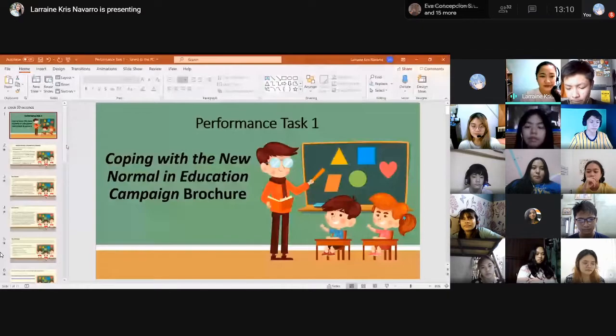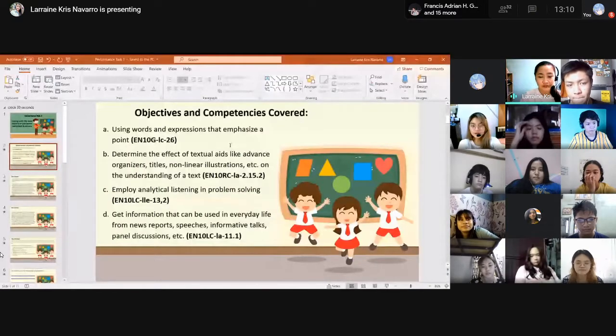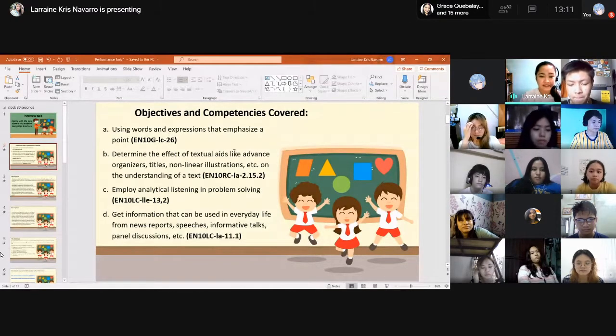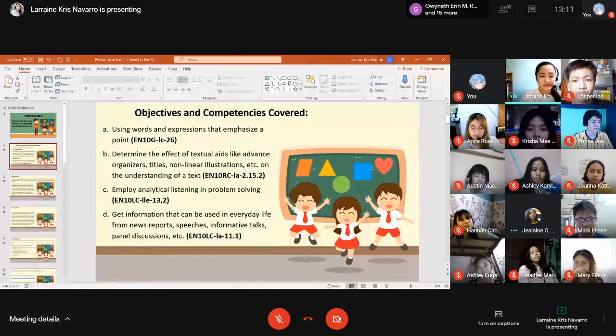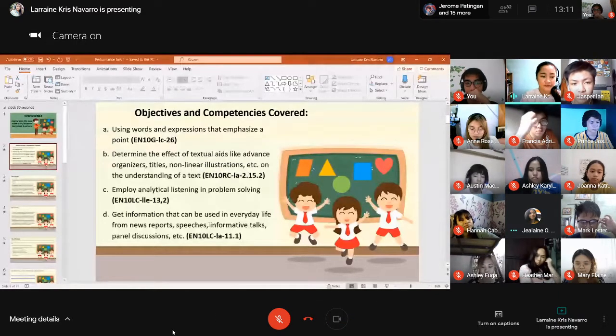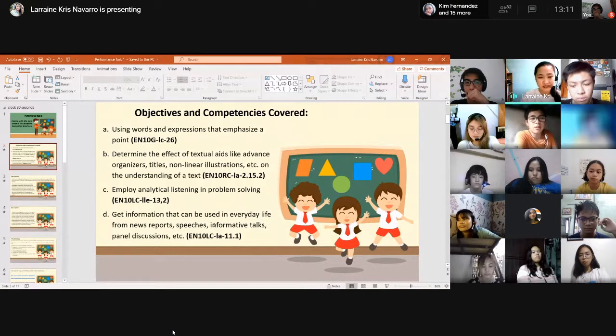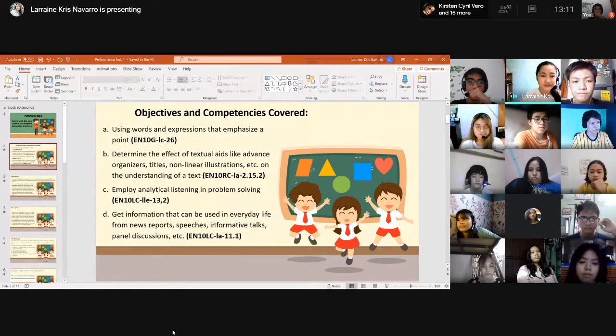Before we move on, these are the objectives and competencies that will be covered in this performance task. They were already discussed and introduced to you in previous lessons. The first one is using words and expressions that emphasize a point. In this brochure, you will use those words, particularly transitional devices or transitional words. You may also use adjectives or conjunctive adverbs and a lot more.